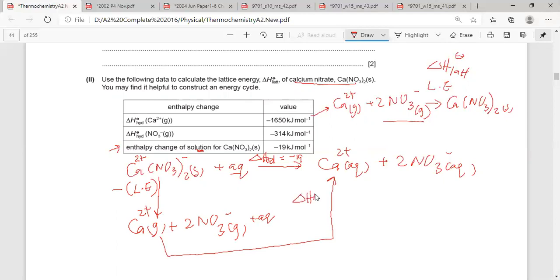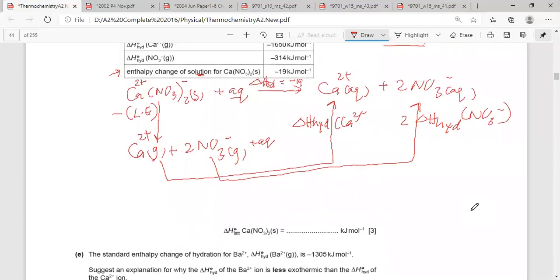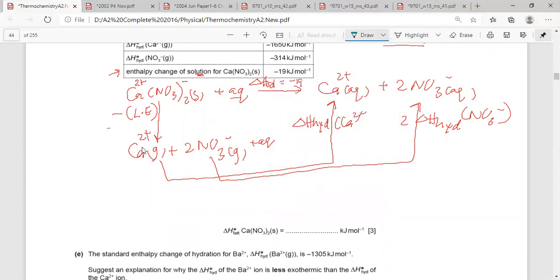Heat of hydration of calcium 2 plus. From here to here is 2 times the heat of hydration of NO3 minus. Use Hess's law. So Hess's law says, let's do the blue color. This is the reagent, initial; this is your final.